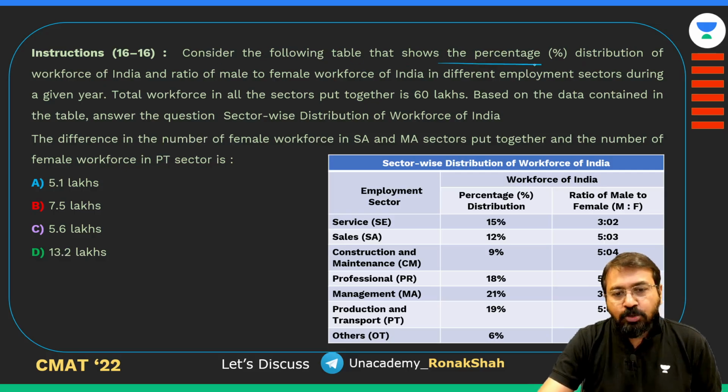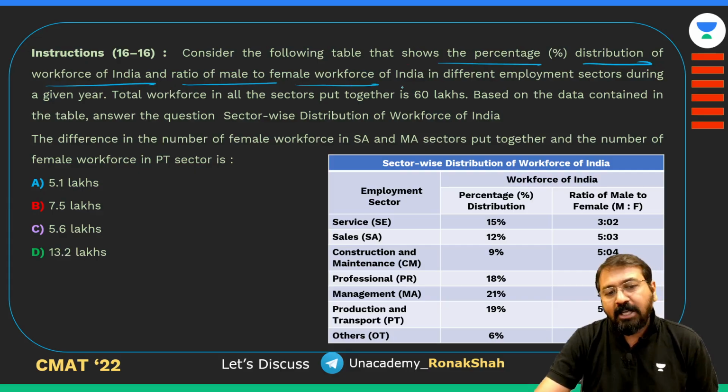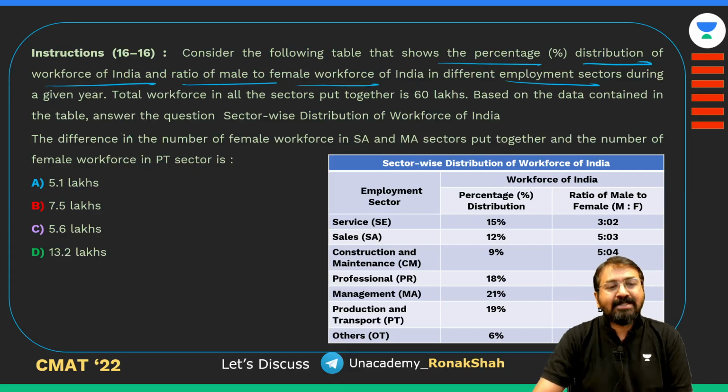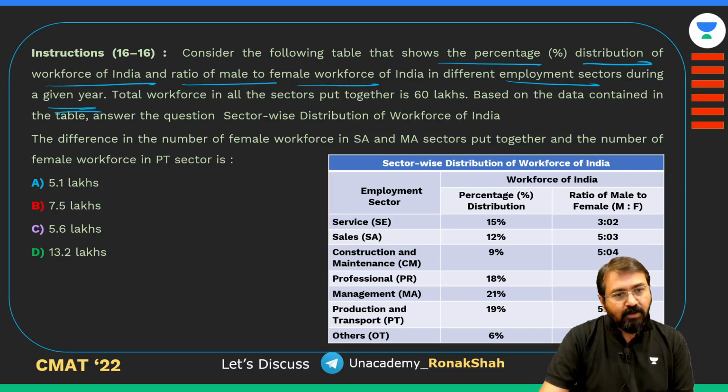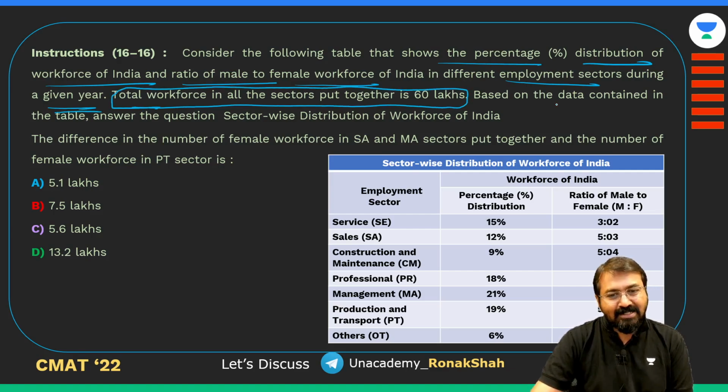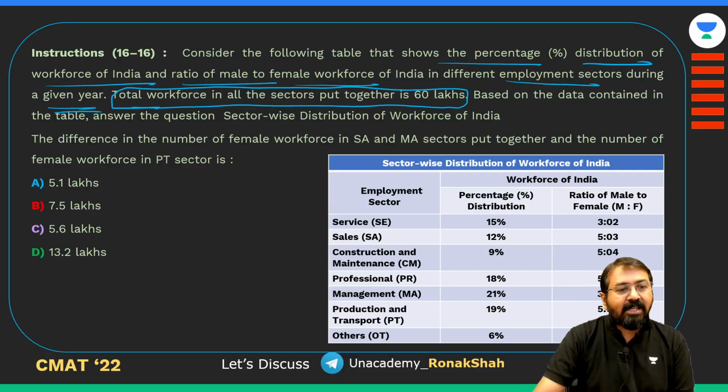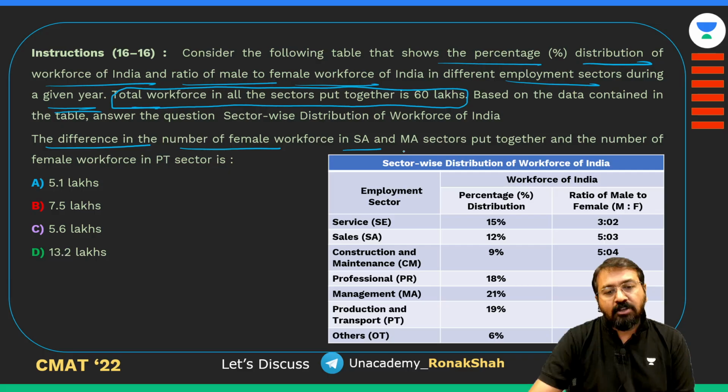So the following table shows the percentage distribution of workforce of India and the ratio of male to female workforce of India in different employment sectors during the given year. Okay, the total workforce in all the sectors put together was 60 lakhs, right? Based on the data contained in the table, answer the question. So the difference in the number of female workforce in South Africa, this is not South Africa, it is what? Sales, right?